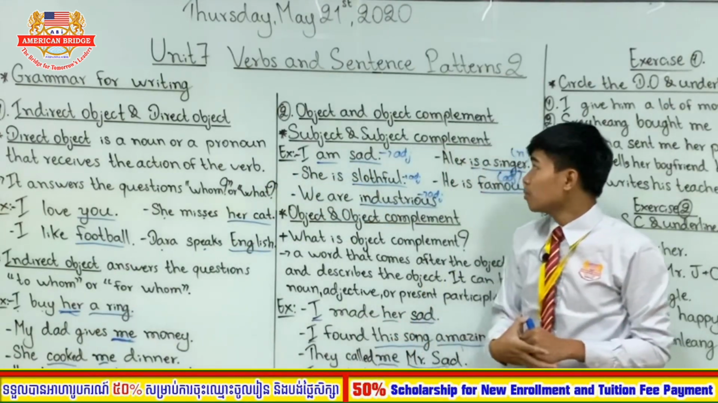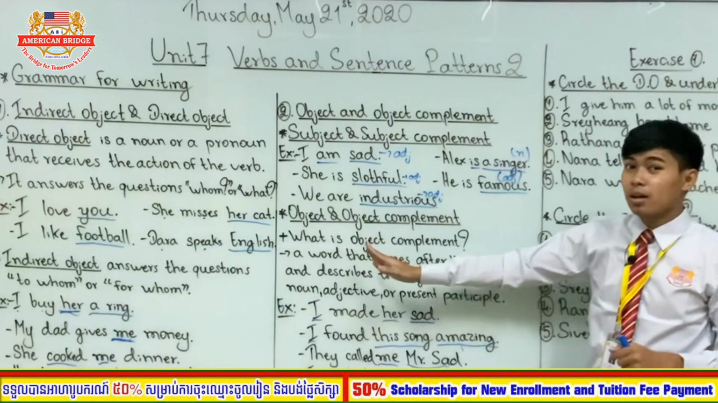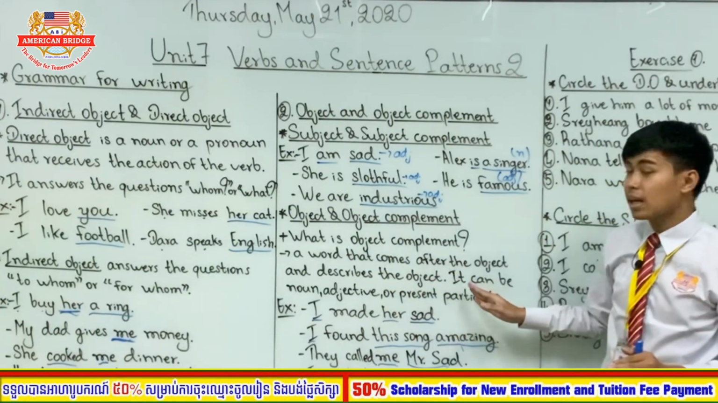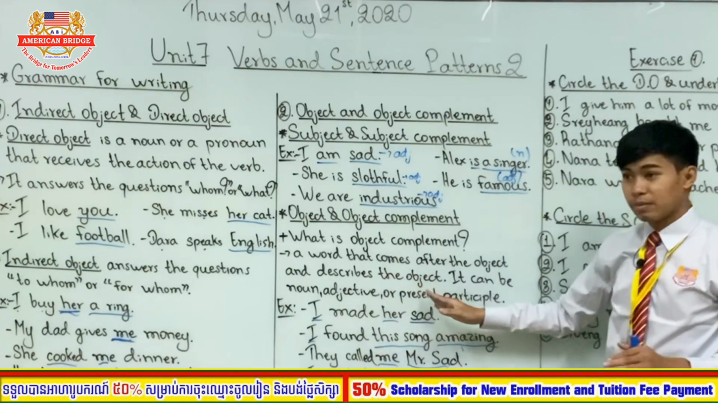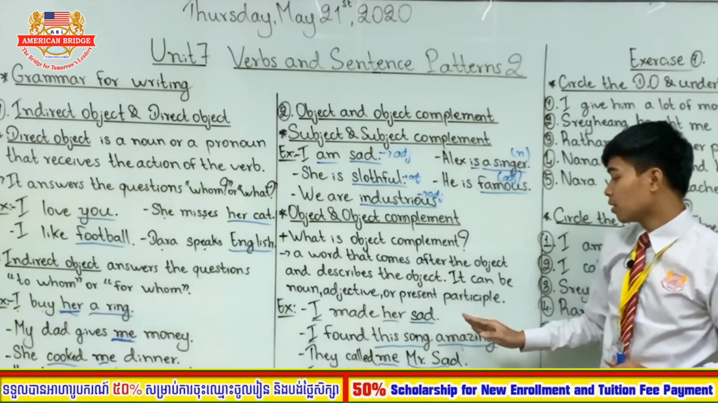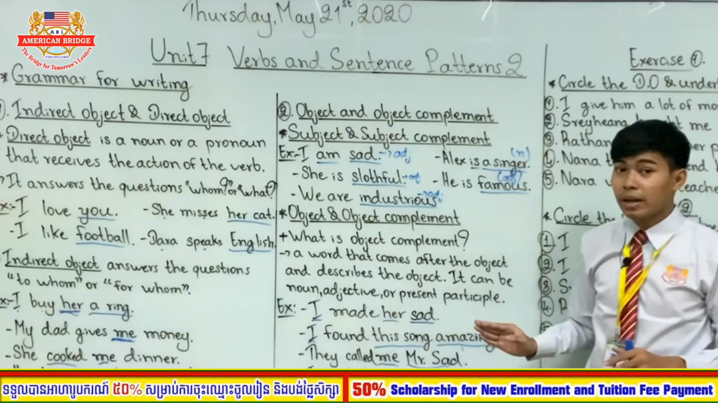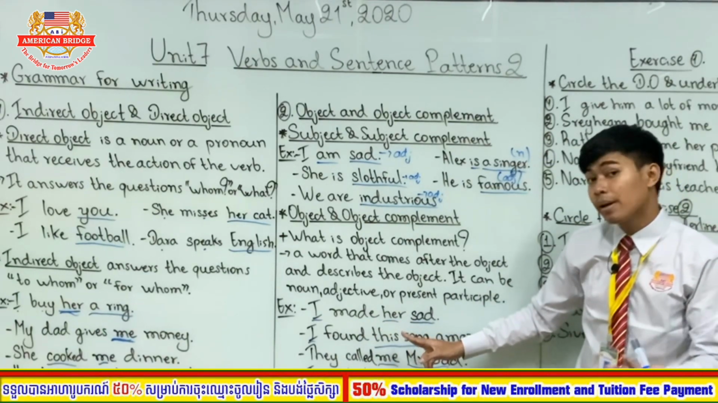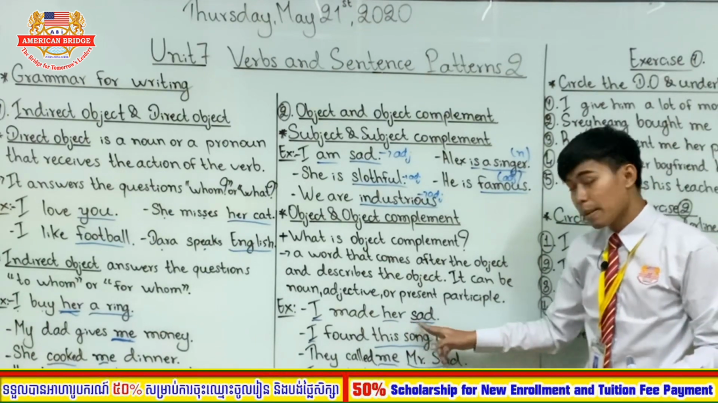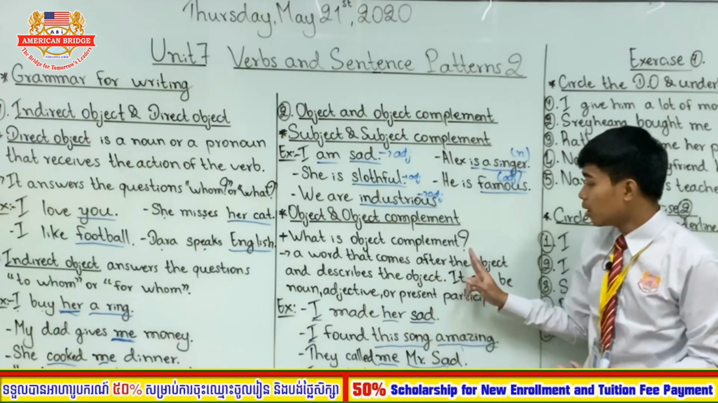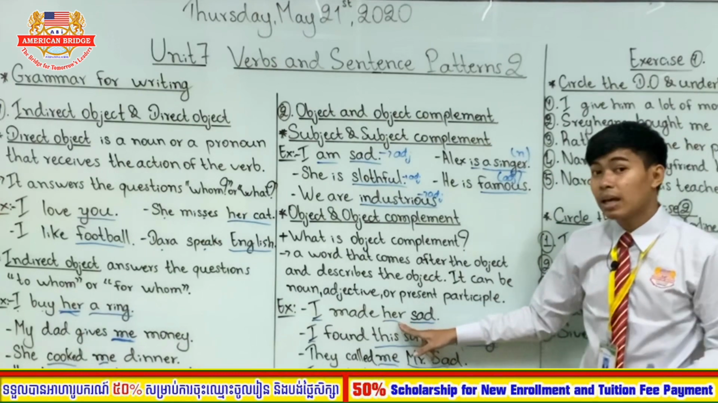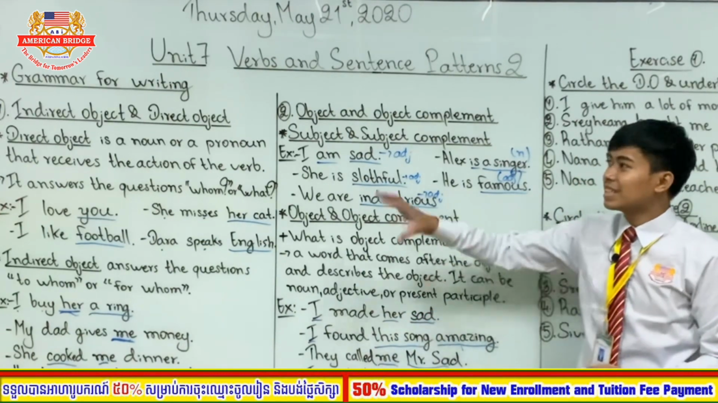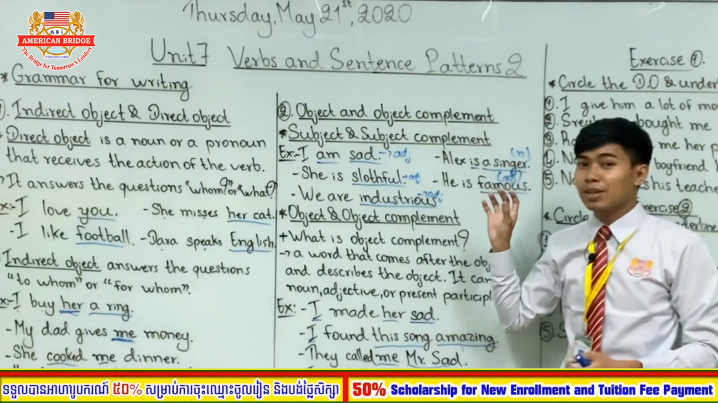And object complement. What is an object complement? An object complement is a word that comes after the object, and it describes the object. It can be a noun or an adjective or a present participle. So look at the example. I met her. I met her what? I met her happy. I met her sad. So the word happy or sad here is an object complement because it comes after the object and it describes that object. Okay, so these are the main points that we've learned today.